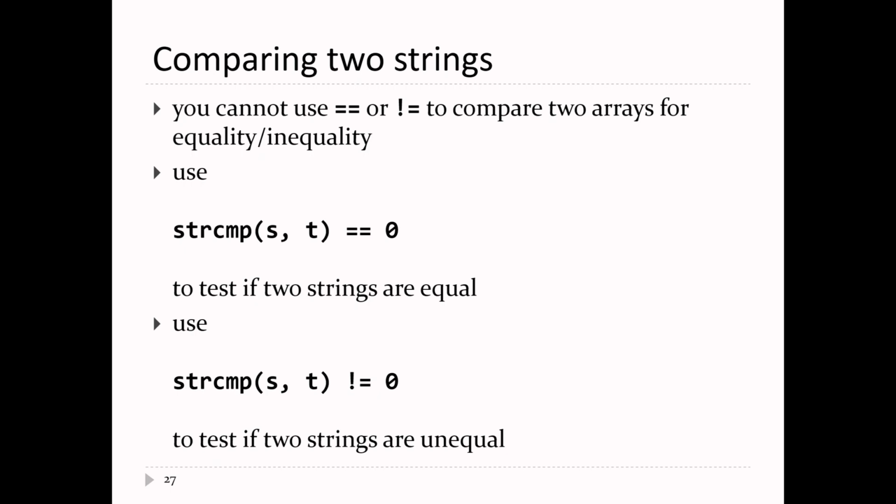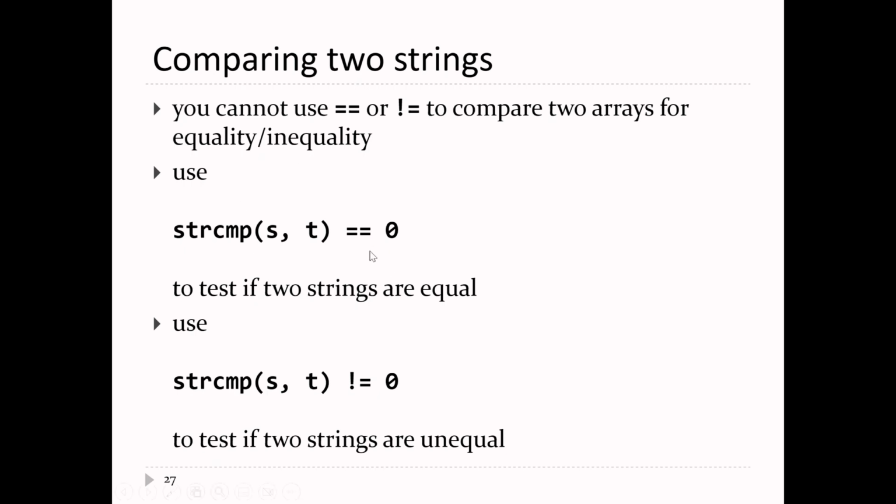So equals equals and not equals doesn't work for comparing strings. It doesn't do what you want it to do. You can, in fact, compare two pointers for equality, but that's not the same thing as comparing two strings for equality. So you should use strcmp to compare two strings for equality. strcmp works the same way as compareTo, sorry, for Java strings. And it would work the same as less than, greater than, or equal to in Python.